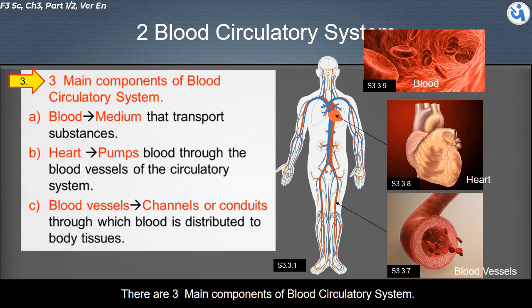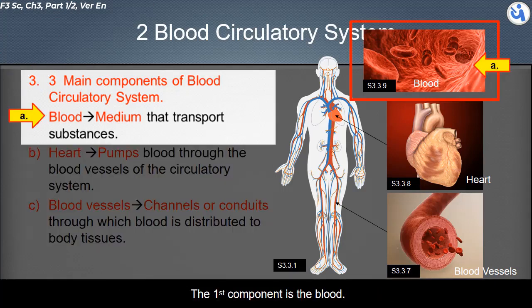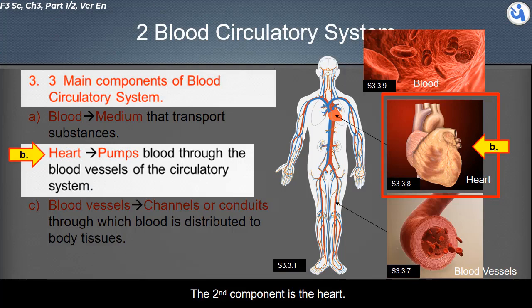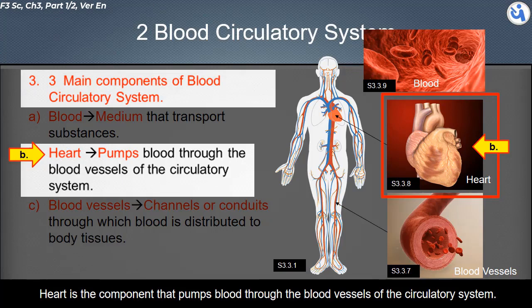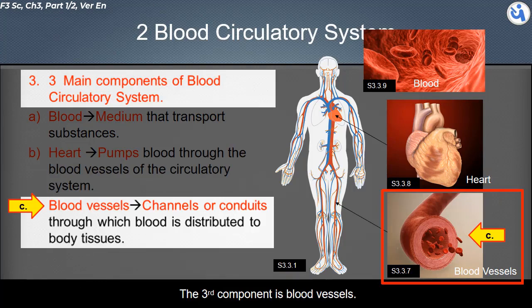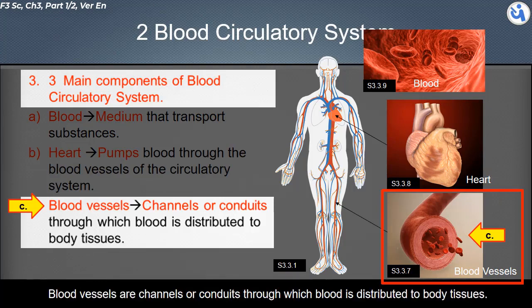There are 3 main components of the blood circulatory system. The first component is the blood. Blood is the medium that transports substances. The second component is the heart. Heart is the component that pumps blood through the blood vessels of the circulatory system. The third component is blood vessels. Blood vessels are channels or conduits through which blood is distributed to body tissues.